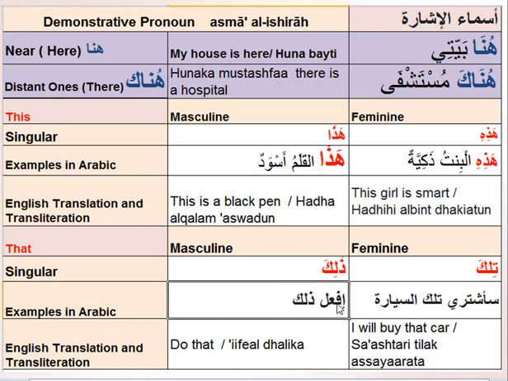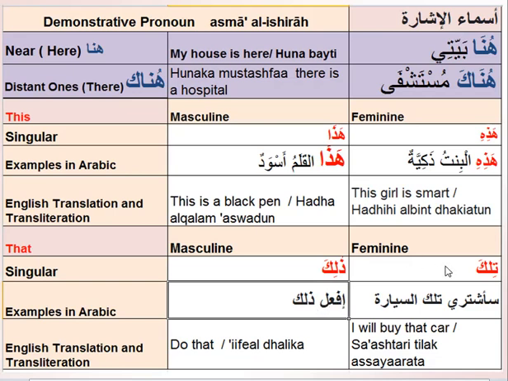One sentence that I have included here is an instruction, a command to give someone. We say do that. So we say ifal zalika. Ifal is for do and zalika is for that. So do that. We are referring to some action here, and commanding someone to do that.